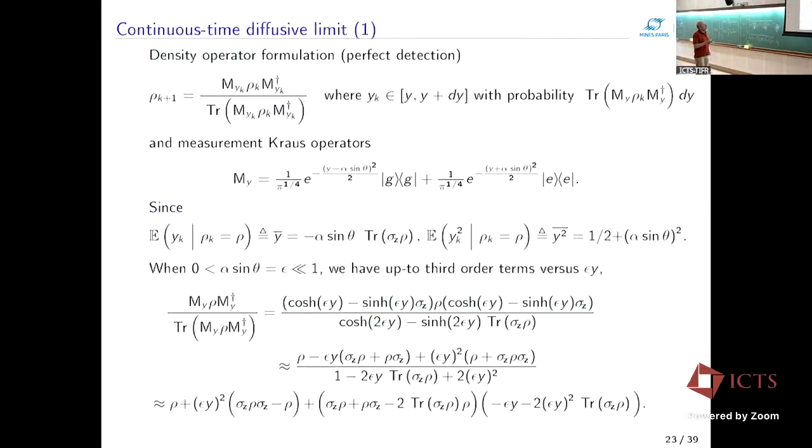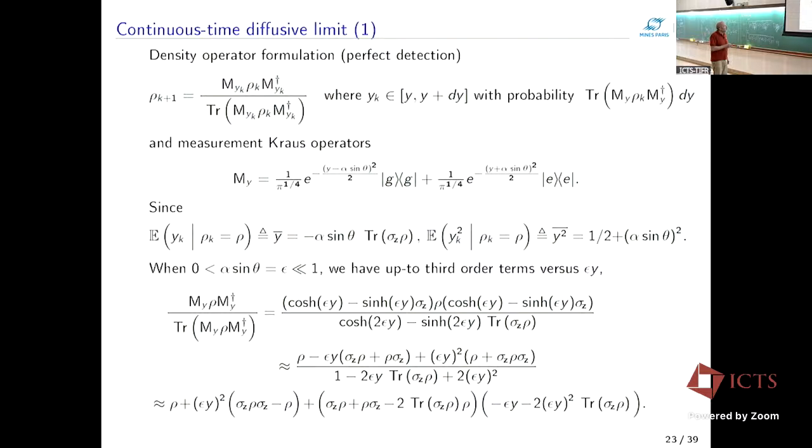So let's do this first, in the case of perfect measurements. I recall, and now I will use some alpha and theta small. So I will first compute the expectation value of y knowing rho. This is minus alpha sine theta, the trace of sigma z rho. Nothing new. But when I compute the expectation of y square, it is 1/2 plus something which is of order 2 with respect to alpha sine theta.